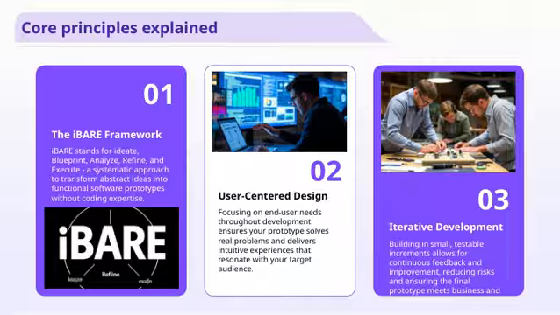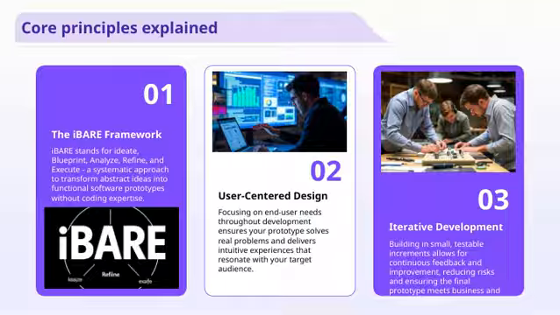Another key principle is iterative development. This means building your prototype in small, testable steps. By doing so, you can gather continuous feedback, make improvements along the way, and reduce risks. This approach helps ensure that the final prototype aligns well with both business goals and user requirements. Together, these principles, systematic process, user focus, and iterative building, form a solid foundation for creating impactful software solutions efficiently and effectively.